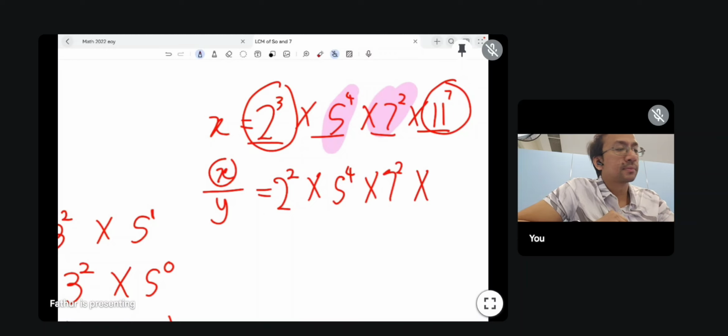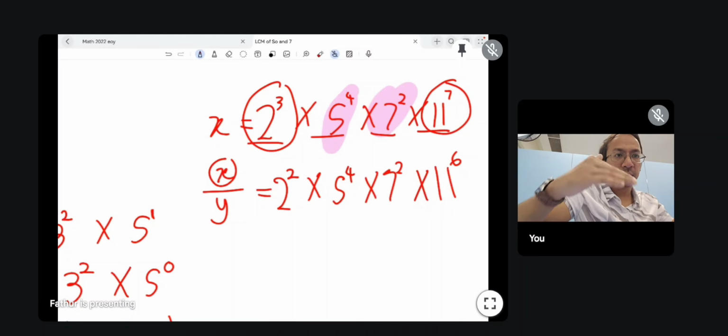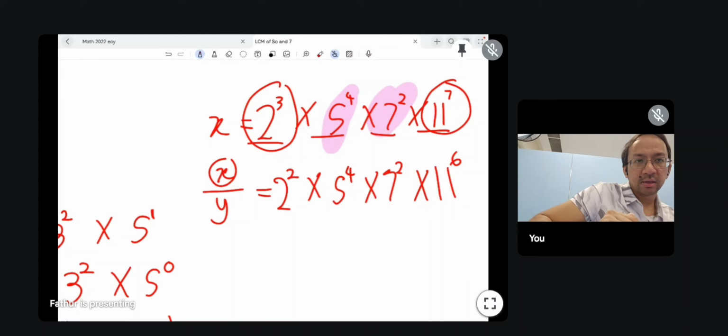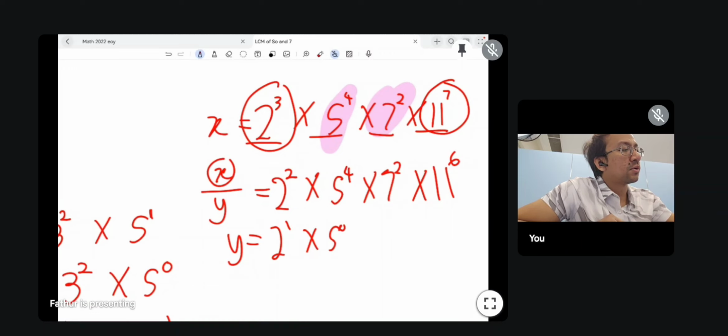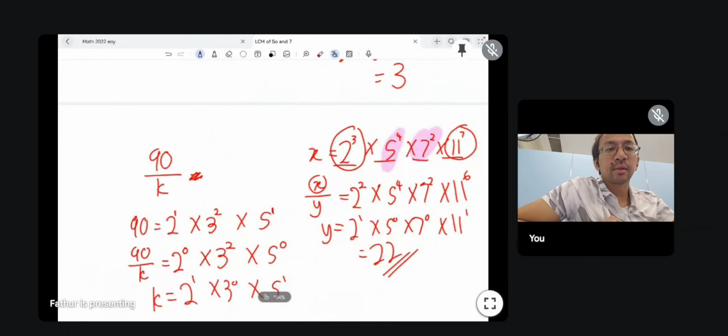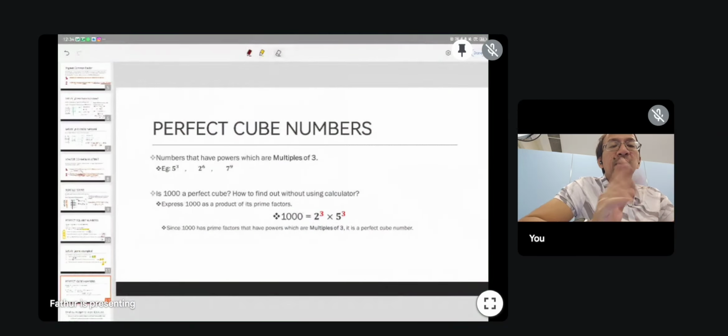How about this 11? What power? That is smaller than 7 but even number. 6. Right? Because the minimum requirement is 2, but the even number power less than 7 will be 6. I want the closest, okay? Just reduce by 1. So which means y is the difference between both powers. 2 power of 1, 5 power of 0, 7 power of 0, and 11 power of 1. Then you tabulate the answers, 22. Okay? So that's how you do your perfect square numbers, regardless of whether it is multiplied by a letter or divided by a letter.